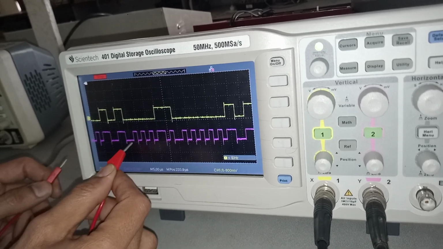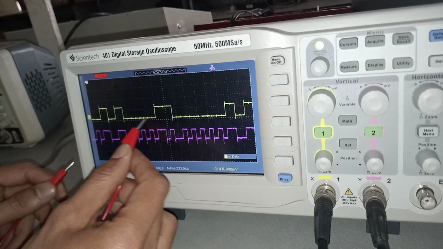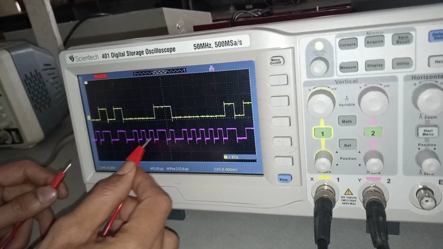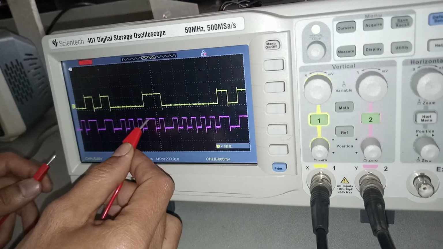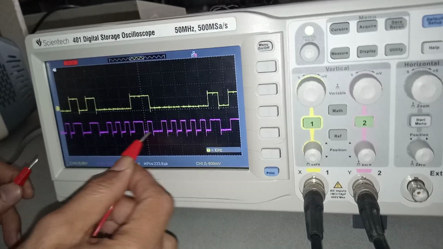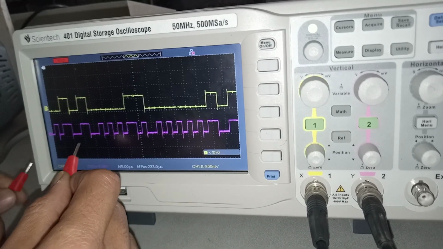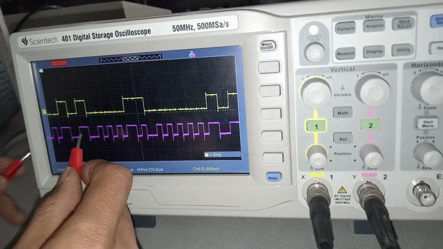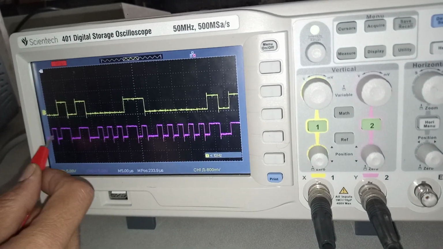Then 0 comes, then 0 to 1, and you see that there are many zeros. So 0 to 1, 0 to 1, 0 to 1, 0 to 1. Then 1 comes, then it is 1 to 0. In this way you can verify the Manchester line coding experiment. So this is your input, this is your output.